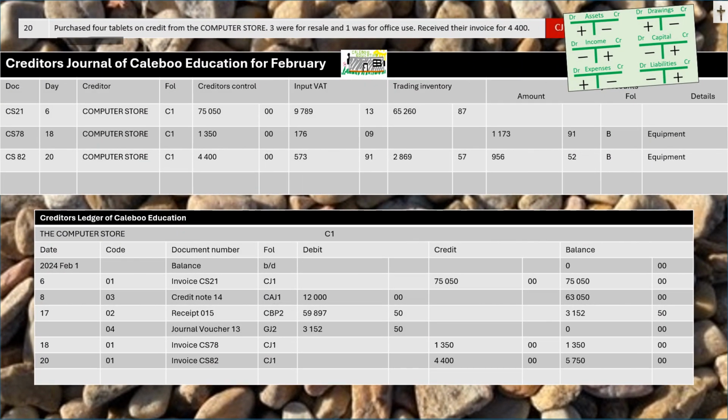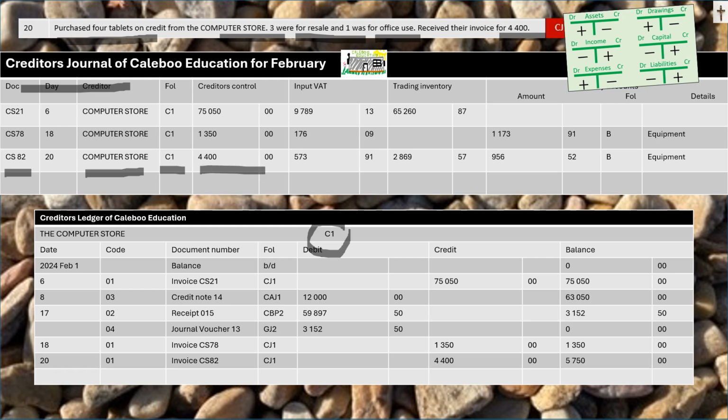On the 20th, we purchased tablets on credit from the computer store. 3 were for resale and 1 was for office use, but we purchased 4. It's 4,400. It's a credit purchase. It goes in the creditors journal. There's the document number. Who did we purchase from? The computer store. What is the folio reference of the computer store? C1. Under creditors control, 4,400.